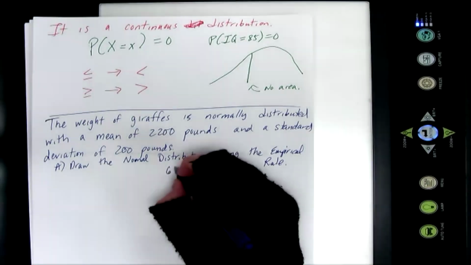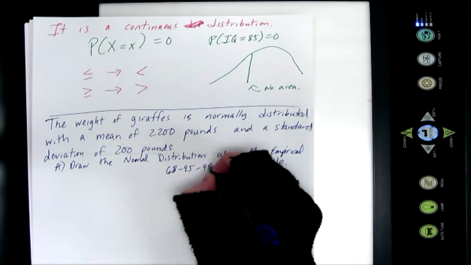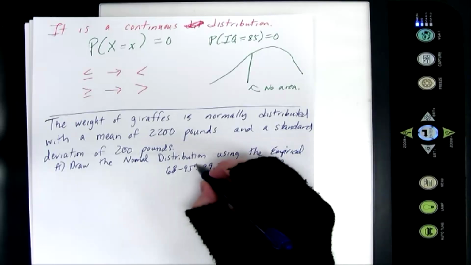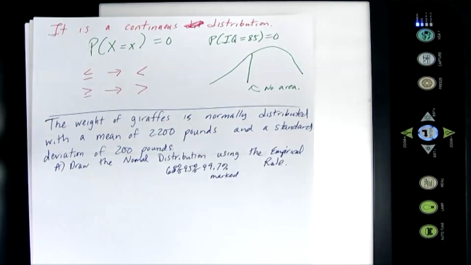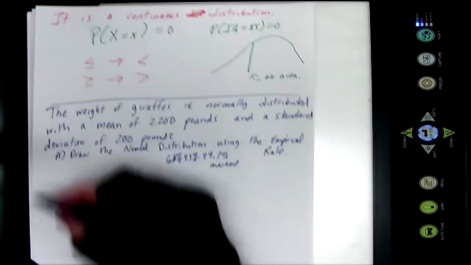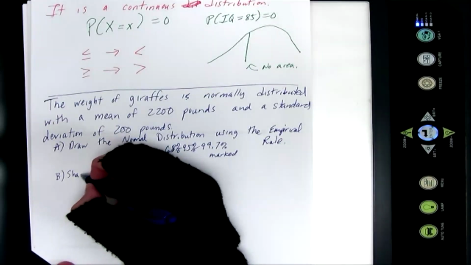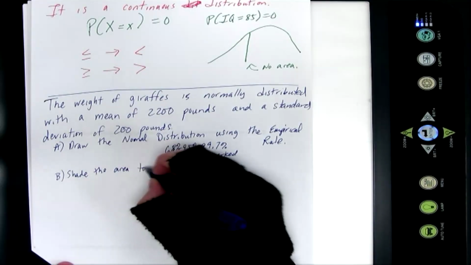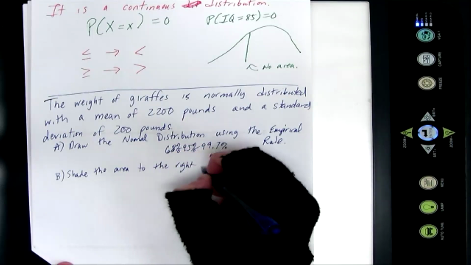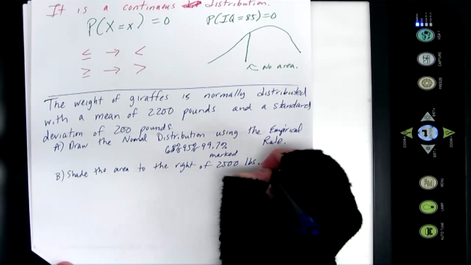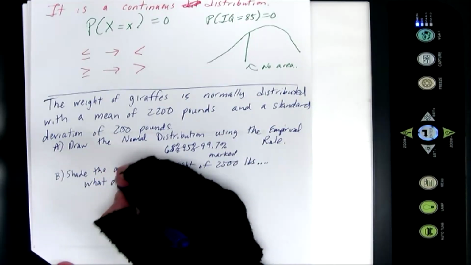Like with the 68, 95, 99.7% marks. And then we're going to shade the area to the right of 2,500 pounds, and your job will be to tell me, what does the shaded region represent?